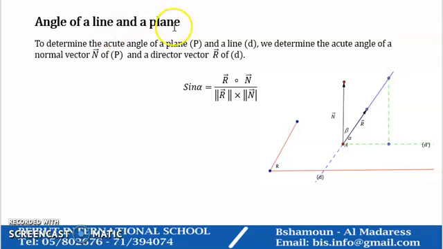Angle of a line and a plane. Here we notice that the angle between the straight line and the plane is alpha, and I'm going to use sine of alpha by taking the director vector of the straight line and the normal vector of the plane. So sine of alpha equals r dot n over norm of r times norm of n.